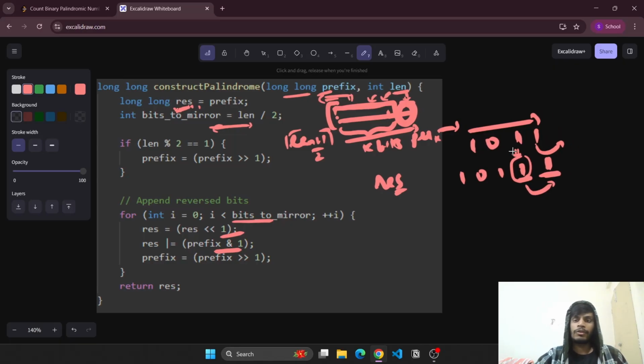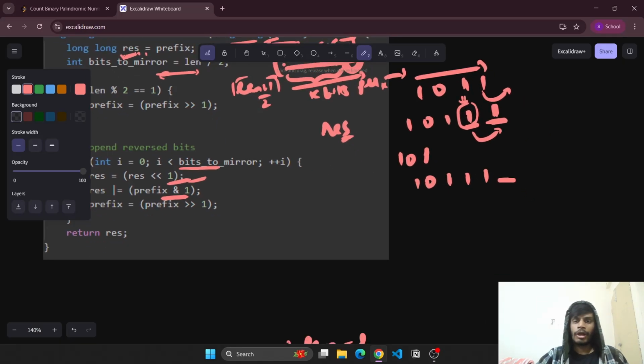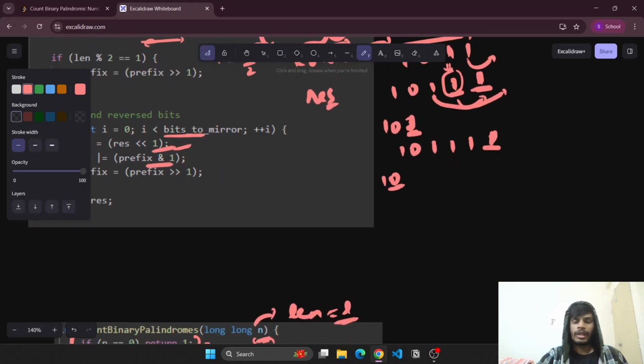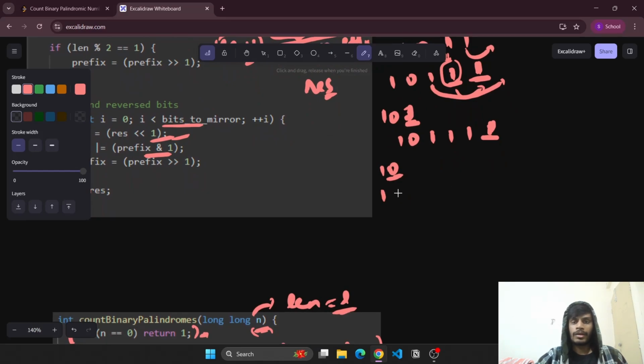In the next case, we need to move the prefix one step right so that the new prefix is 101 and the result that we have currently is 10111. Now again we'll move the result by one step left, so this will become this. Now we see whether it is set or not. It is again set, so we'll be replicating this bit here. So it will be 1. Then the new prefix will become 10.